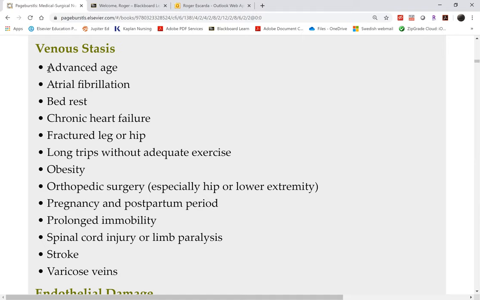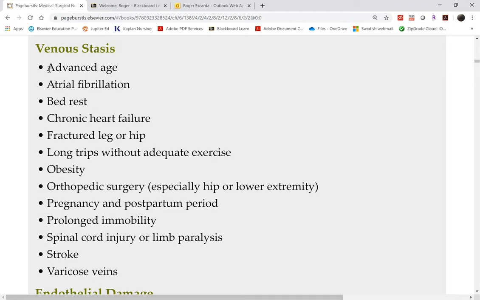Atrial fibrillation results in poor contraction of the atria, causing blood to pool first in the atria and then eventually throughout the heart. People who are on bed rest, either imposed, they're ordered to be on bed rest because of their condition, or they're weak and cannot tolerate activity. Remember, blood returns to the heart only via muscle contraction. So if your leg muscles don't contract, you cannot return blood normally.